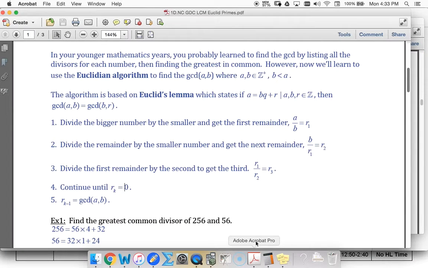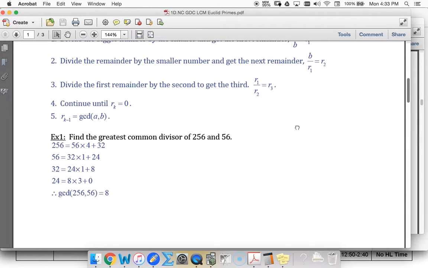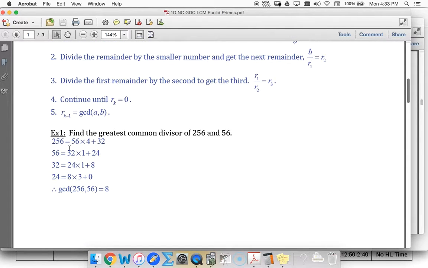If you look at the typed up notes, the way that I showed it over here was by writing it out fully. So rather than writing 256 divided by 56, I wrote that 256 is the same as 56 times 4, so here's my quotient, plus my remainder of 32. So now I express 56 in terms of 32. This is important for what we're going to look at next. So either way gives us our GCD, and we've got two different ways of expressing it.